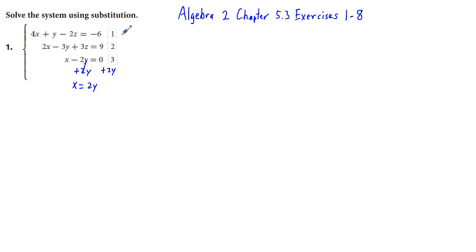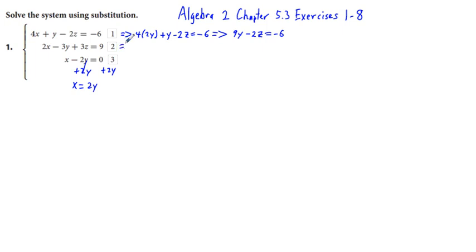So now in the first two equations, and I'm going to work to the right here, we have 4 times 2y substituting for x, plus y minus 2z is equal to negative 6. And continuing to work to the right, we have 4 times 2y is 8y plus y is 9y. So 9y minus 2z is equal to negative 6. So that's one equation with x knocked out of it.